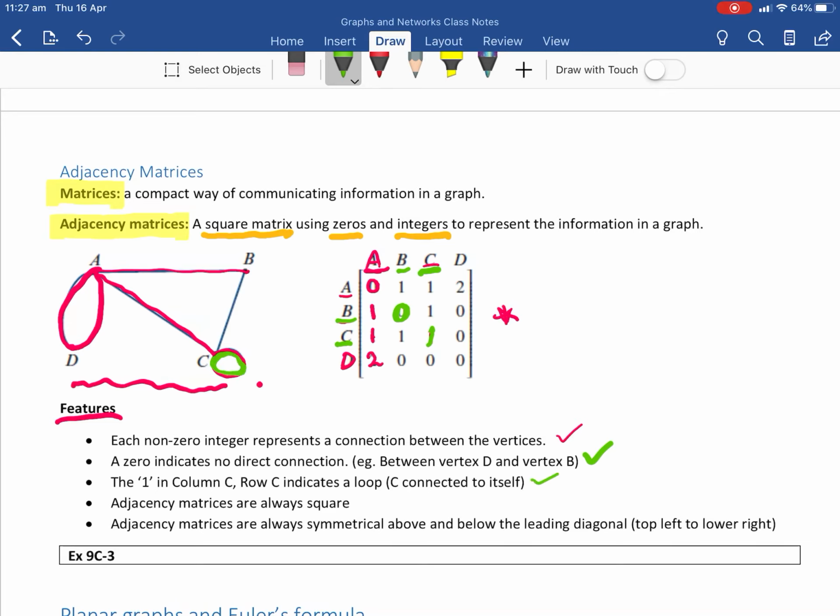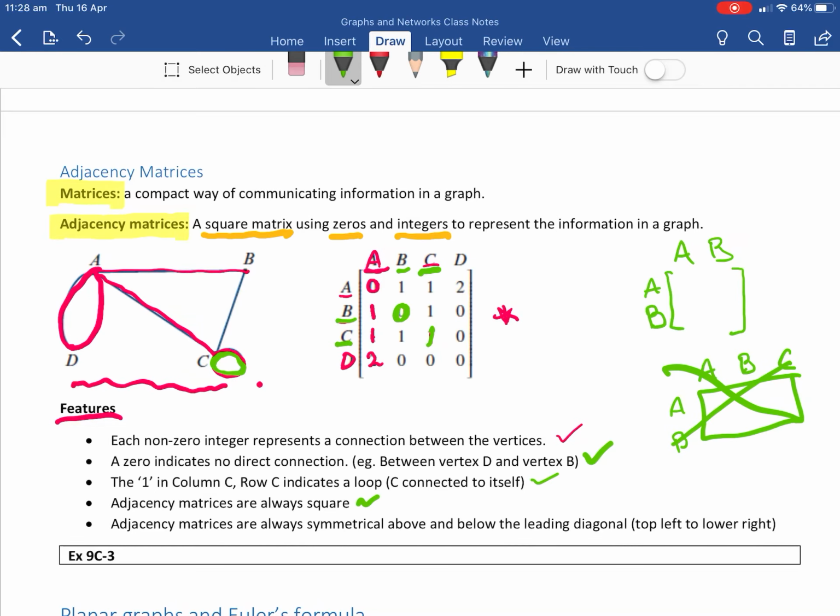Adjacency matrices are always square, so that means we've got 4 letters across the top and 4 letters down the side, so that's a square. You might have a matrix that is just A, B across and A, B down. That's 2 by 2, which means it's a square. It's very important that you don't have, say, A, B, and C up here, and then A and B here. That is not an adjacency matrix because it's not square, it's a rectangle.